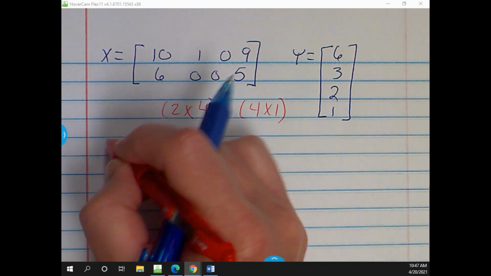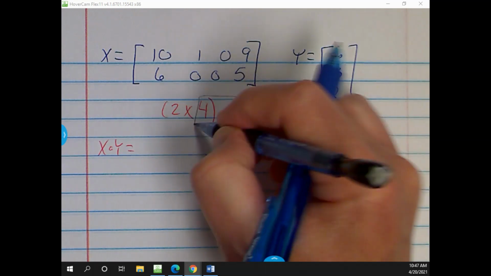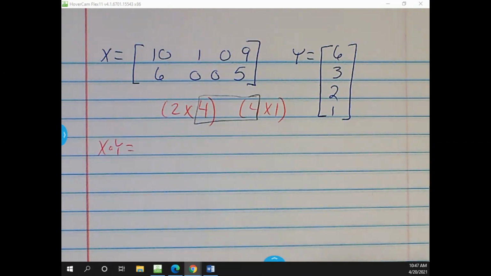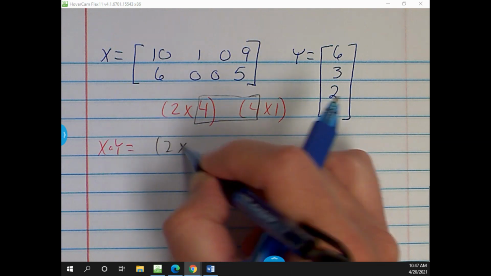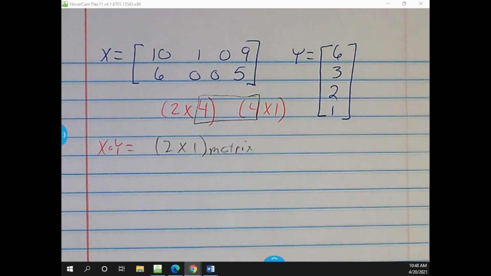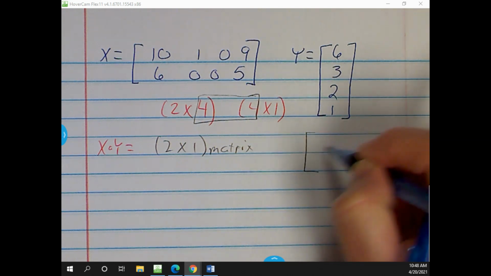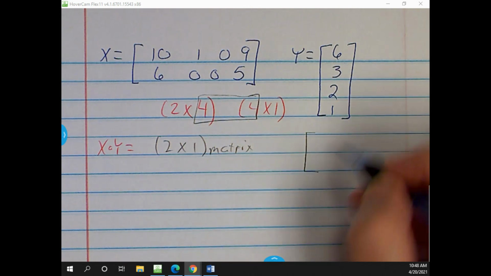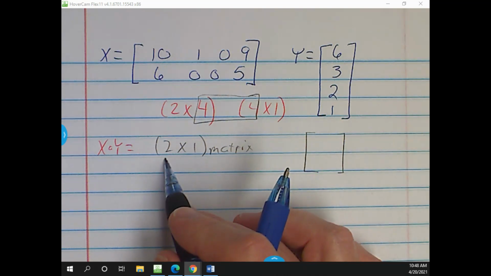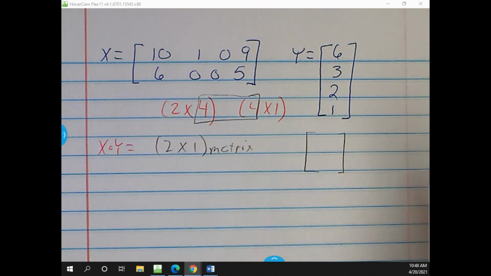So if we do X times Y, which is what we're looking at here, that one would be okay because the 2 numbers on the inside would be the same. So X times Y would be a 2 by 1 matrix when we get finished with it. If it's 2 by 1, it means we've got 2 rows, so two numbers up and down, and then there's only one number side to side, if you want to think about it that way. So this tells you how many rows, how many are up and down.